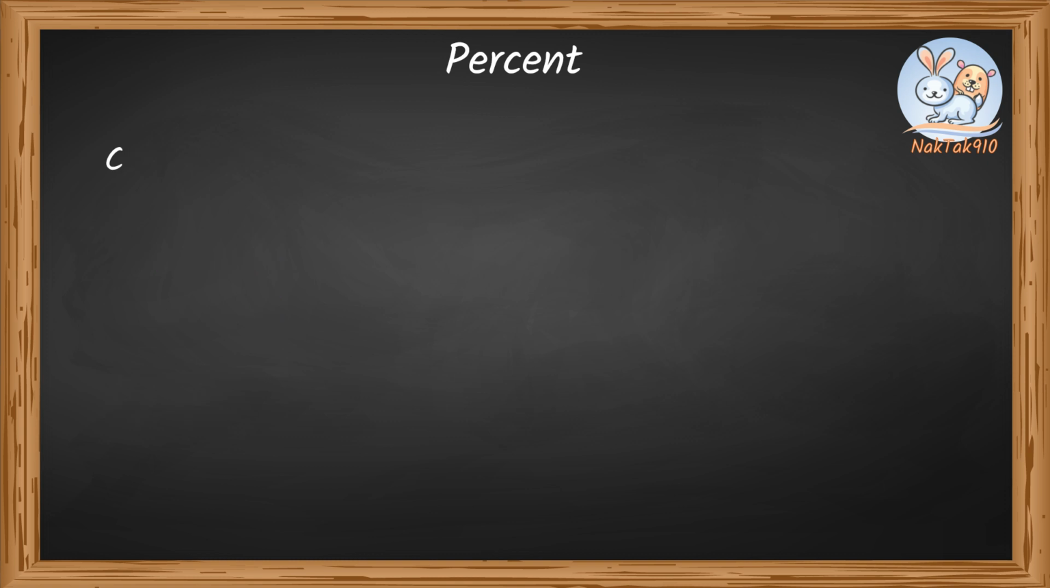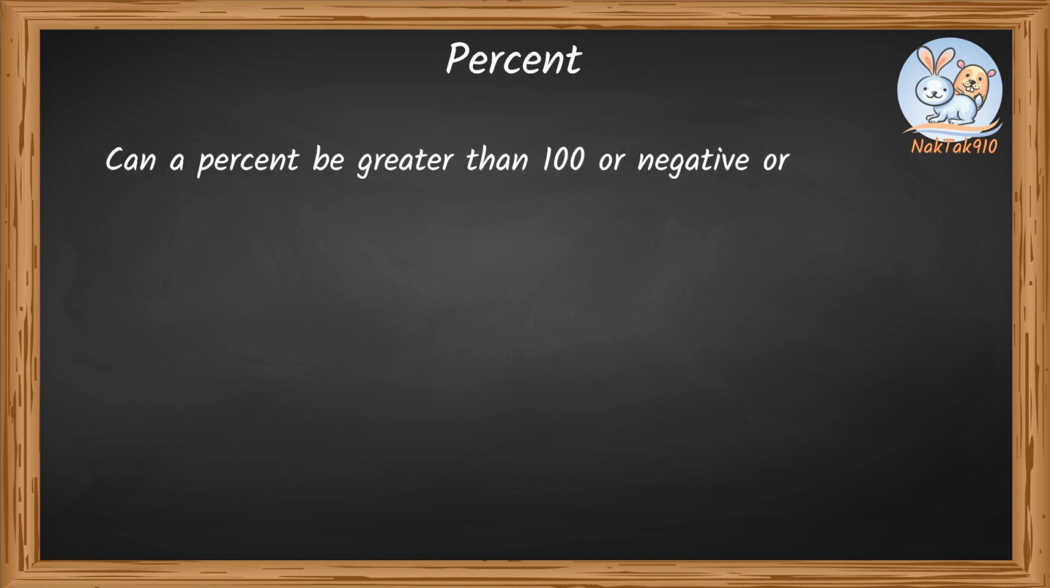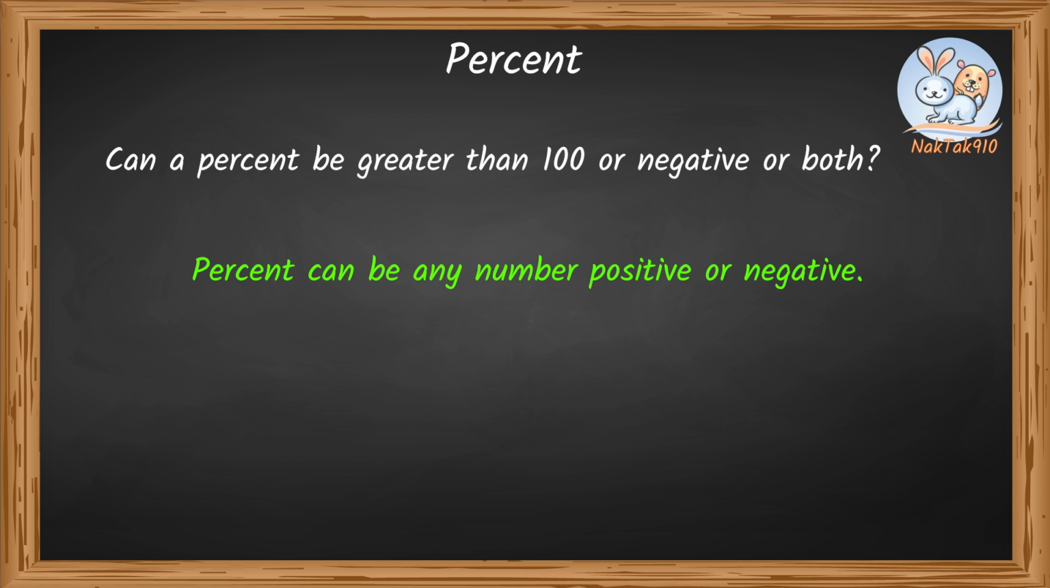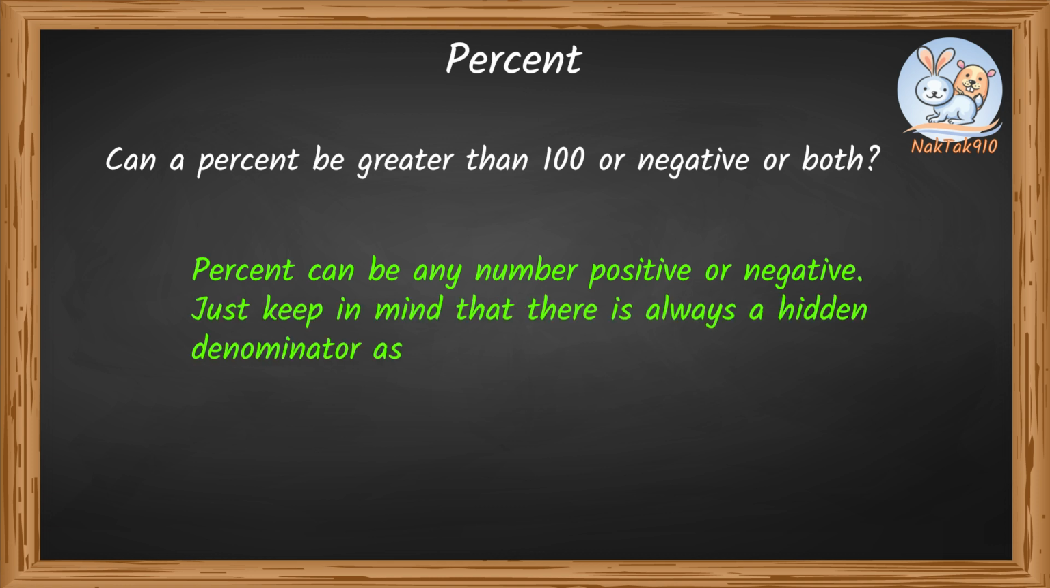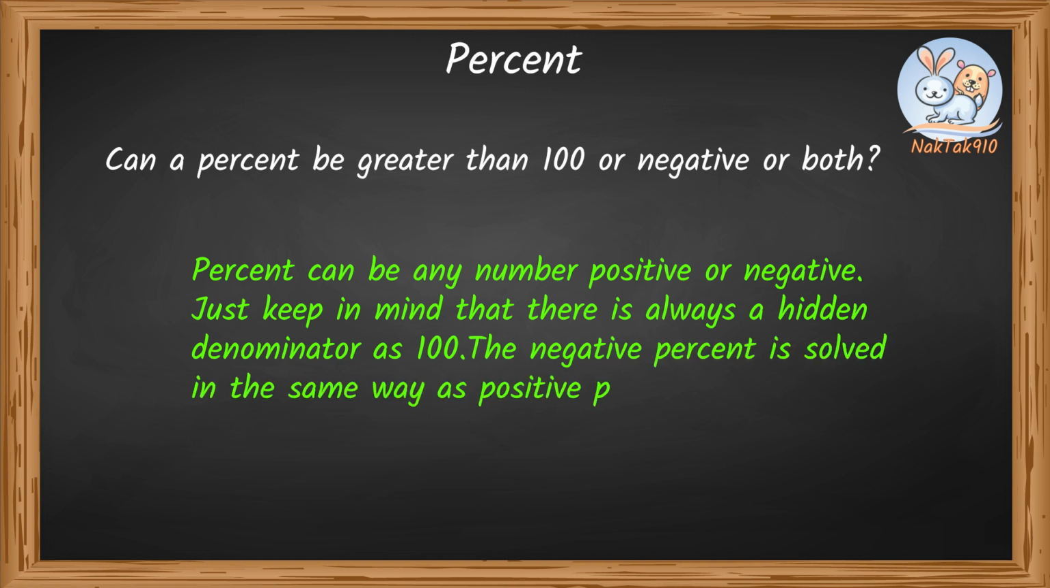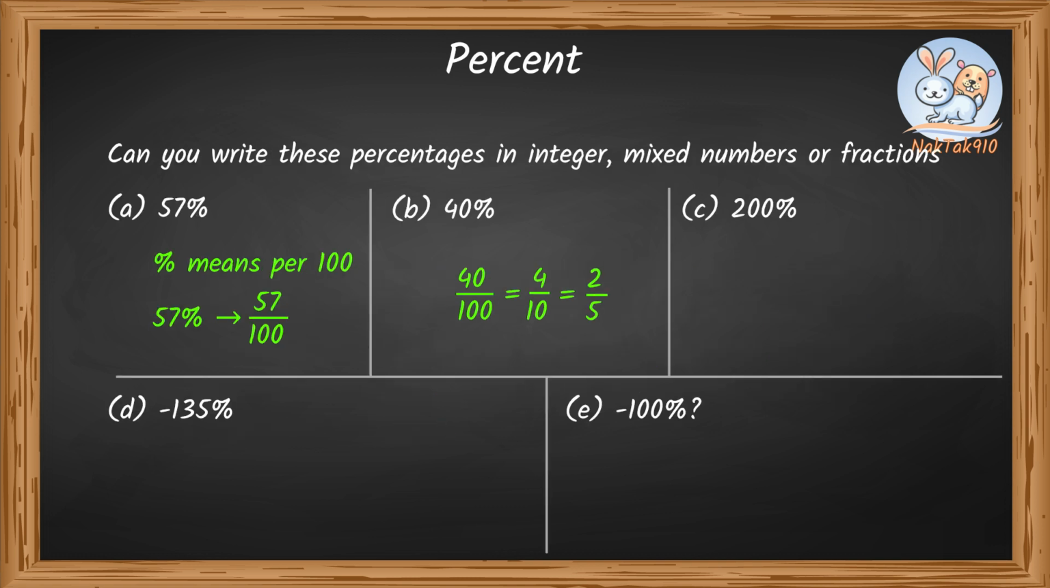But NAC, can a percent be greater than 100 or negative or both? Yes, TAC. Percent can be any number, positive or negative. Just keep in mind that there is always a hidden denominator of 100. The negative percent is solved in the same way as positive percent, but just by adding the negative sign in front of it. Now can you try solving the remaining 3 questions?